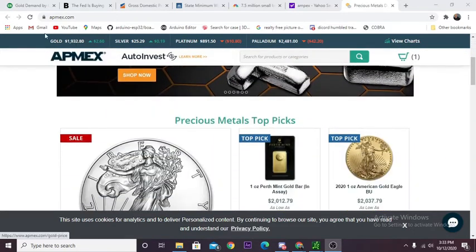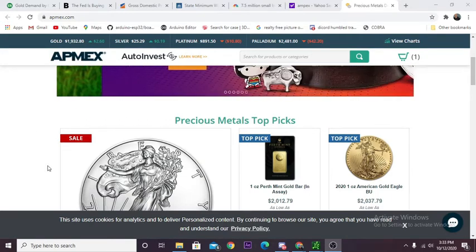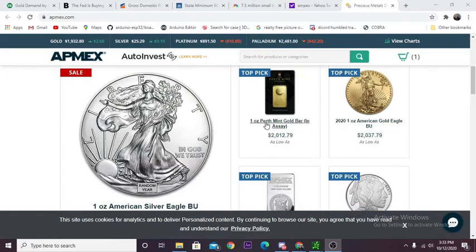So here on the top, you're going to see the strike price. That's the price right now at the market. For example, gold is 1,932. So of course you're going to pay a little bit more, right? Because it's above the strike price, and that's expected. For example, here you can buy this one for 2012.79. So yeah, that's 70, $80 above the strike price.